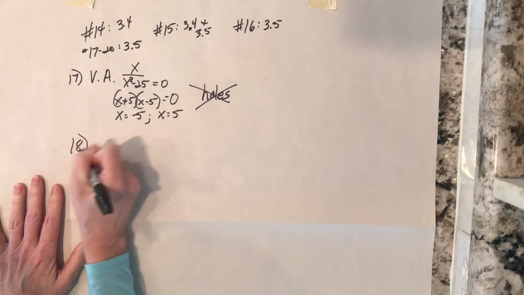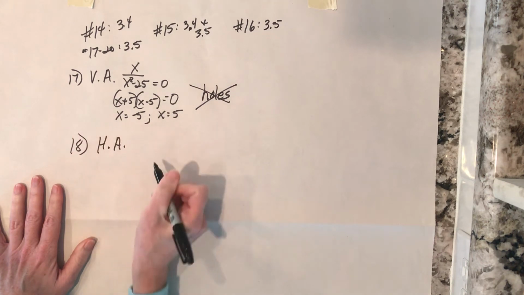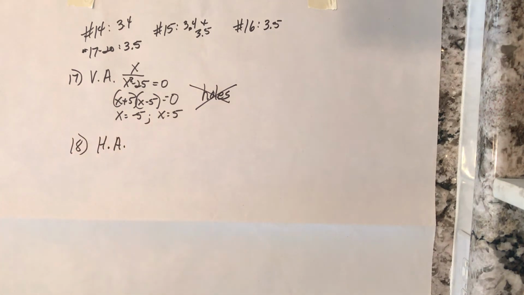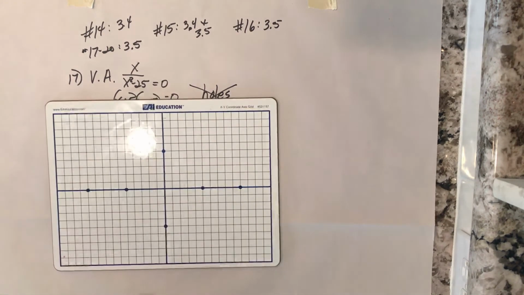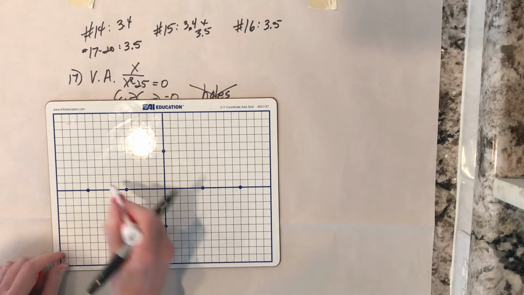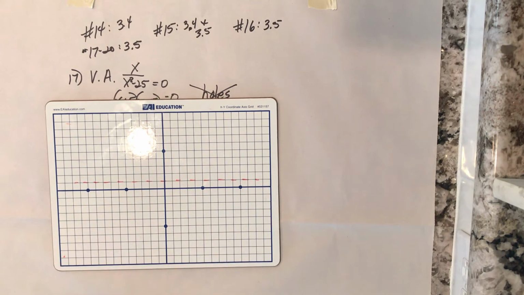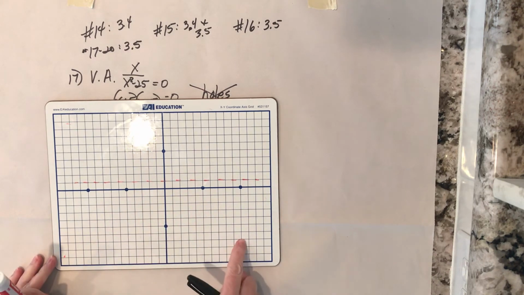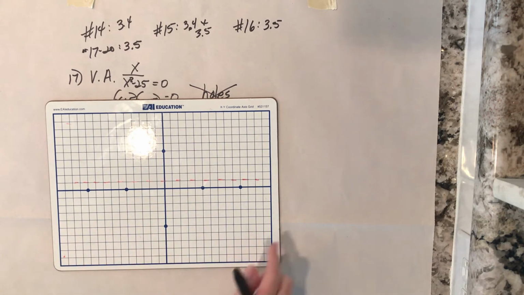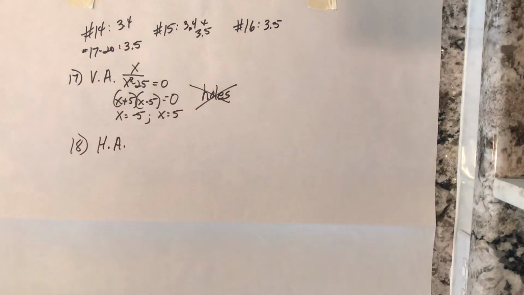Number 18 is asking you for horizontal asymptotes. Remember, those will go sideways. So in a graph, a horizontal asymptote is going to look like, let me look at our problem, like there's a horizontal asymptote. So the graph would never cut across that line. It might do something like that, who knows, but it wouldn't cross that asymptote line.